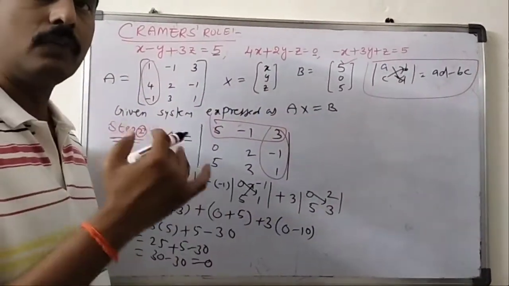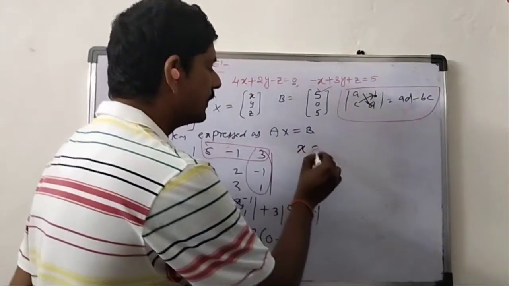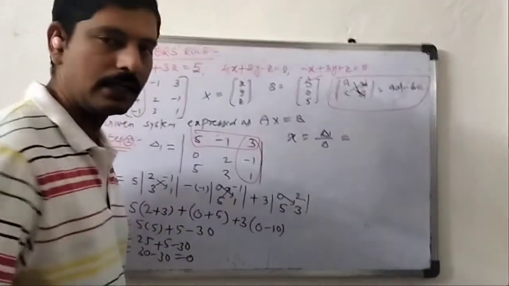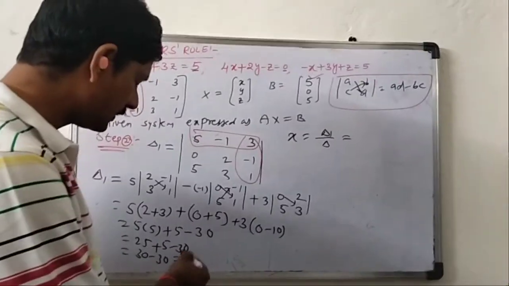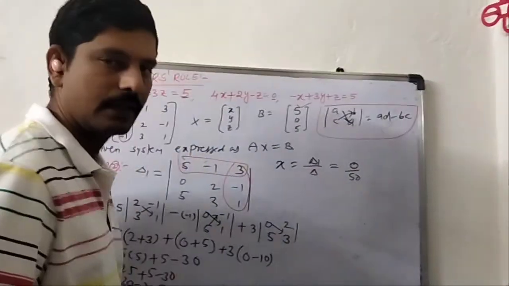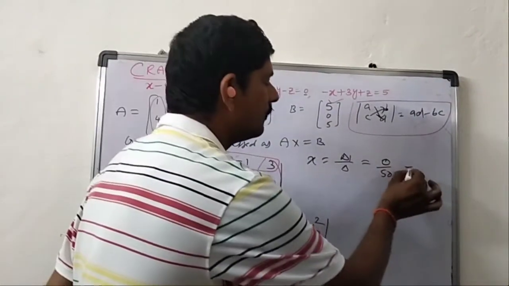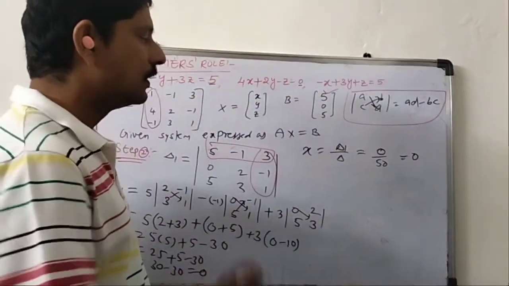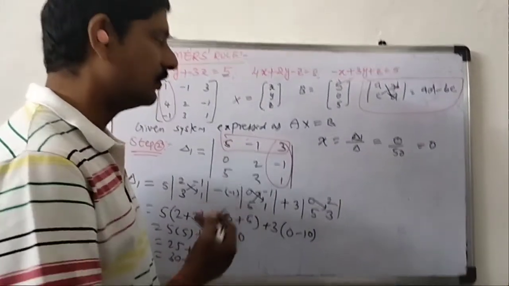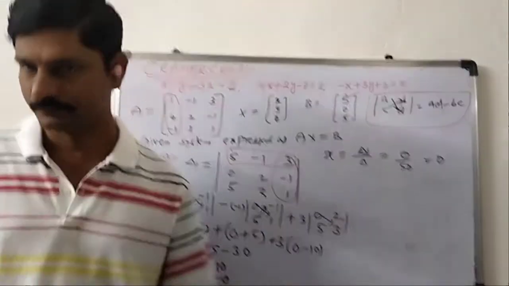If we get delta 1, then we know the value of x. Okay, because what is the value of x? x is nothing but delta 1 by delta. What do we get? Delta 1 is 0. What is delta? Already we got it in the previous step, 50. So 0 by 50 is nothing but 0. Okay, so we get the x value as 0. Like that we have to find delta 2 and delta 3.